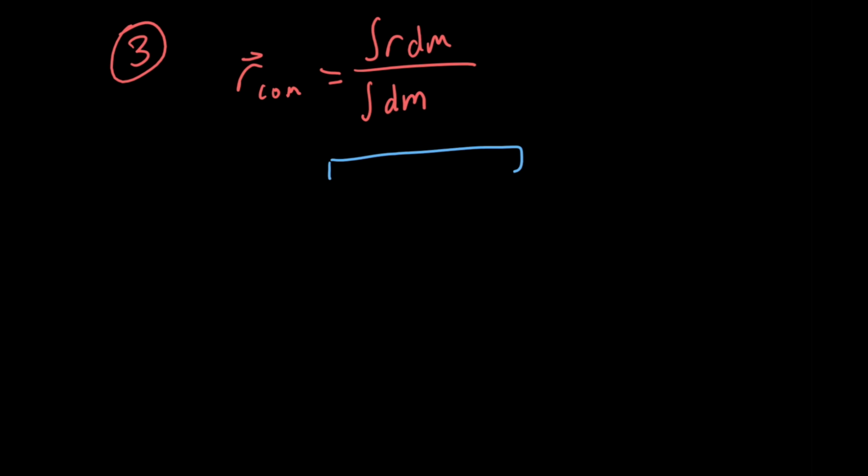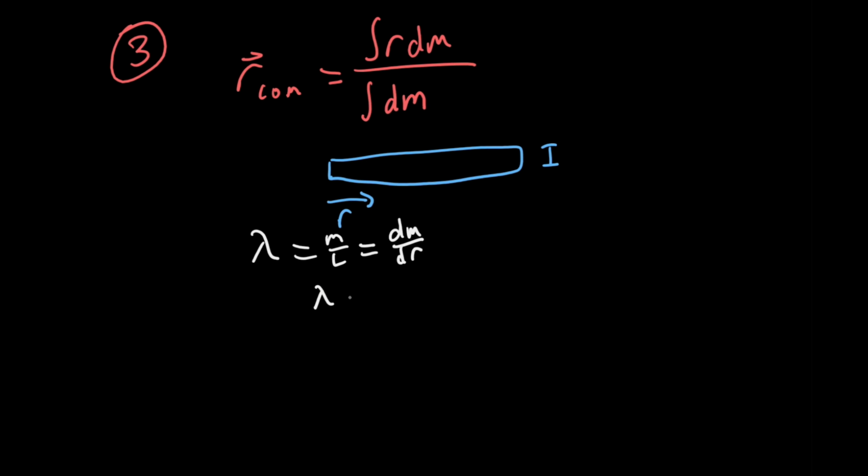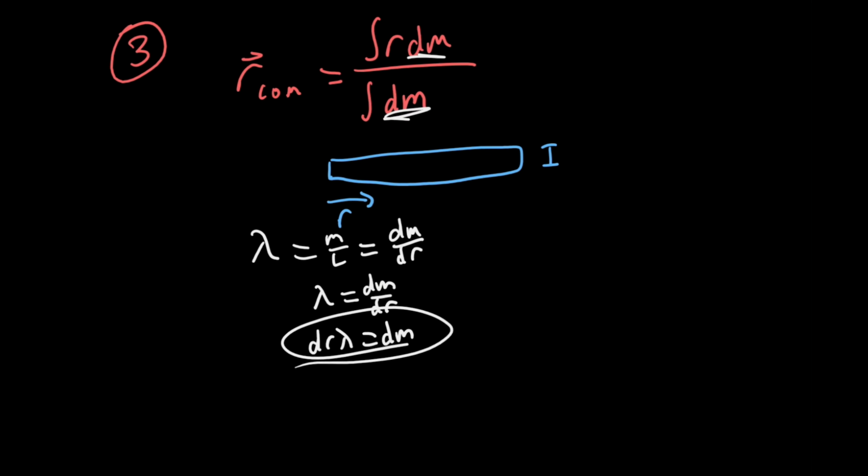Okay, so I'm just going to draw a quick one-dimensional rod. We're going to assume that this direction is kind of just negligible, and we're going to have the r direction going this way. Now, in these scenarios, we're going to have a lambda, and we can set lambda equal to m over L, which is also equal to dm over dr, right? Now, we can make a substitution. We can set lambda is equal to dm over dr, therefore dr times lambda is equal to dm, and then we can replace these dm's with this substitution.